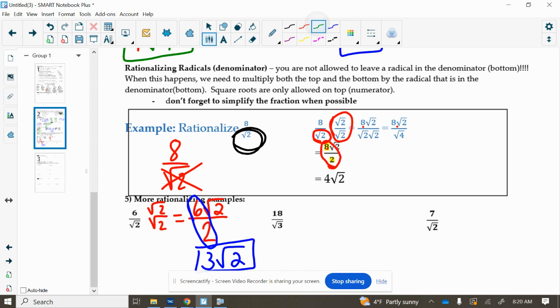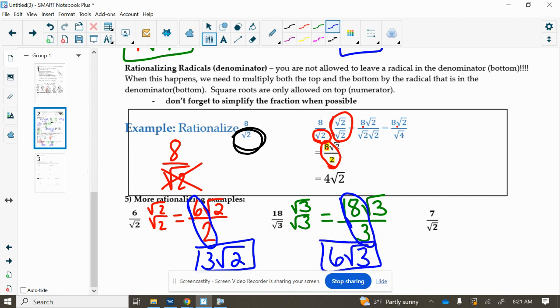On the next example, we are given square root of 3 in the denominator. We don't like that. Square root in the denominator. So square root of 3 times square root of 3 is just 3. 18 times the square root of 3 then is our numerator. Again, double check, can we simplify this? 18 divided by 3 is 3. Keep the square root of 3.